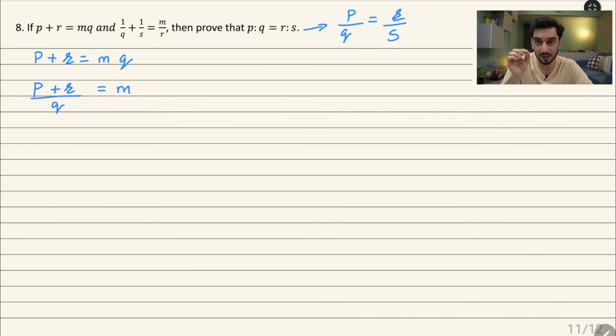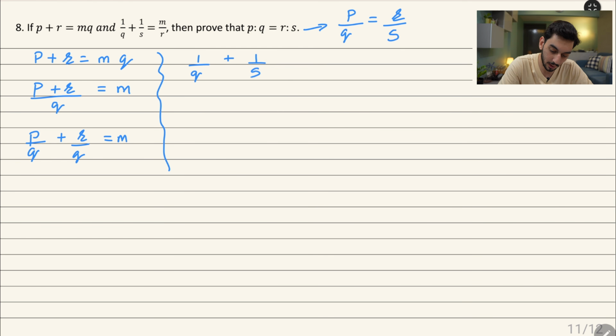Now I can obviously split the denominator with both of them, so this becomes p upon q plus r upon q is equal to m. That is the first data that was given to me, which I already used. Let us move ahead to the next information, which is 1 upon q plus 1 upon s is equal to m upon r. Now if I send this r to the other side, it gets multiplied with both of the things, so it would be r upon q plus r upon s is equal to m.